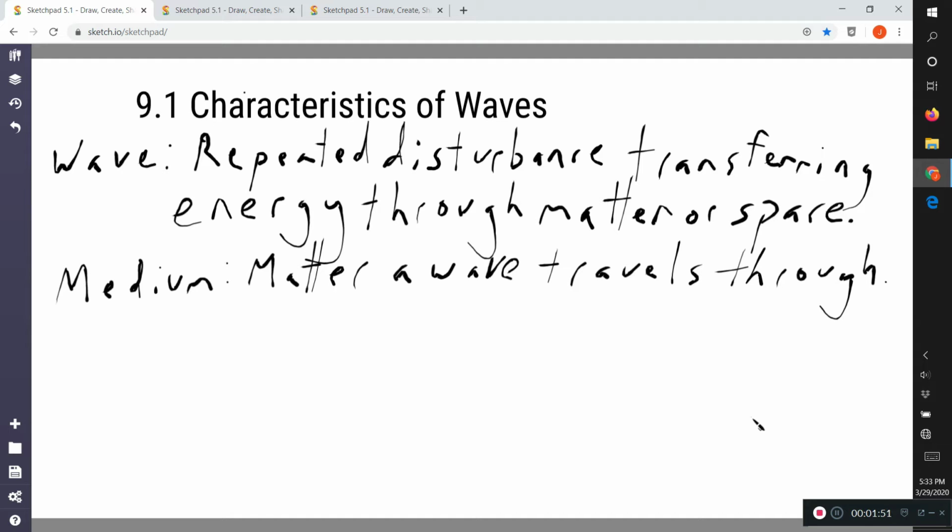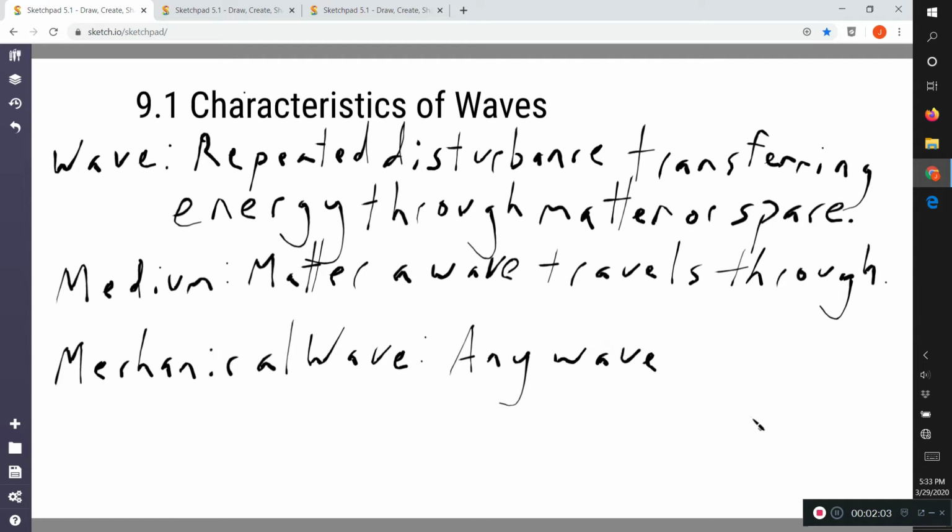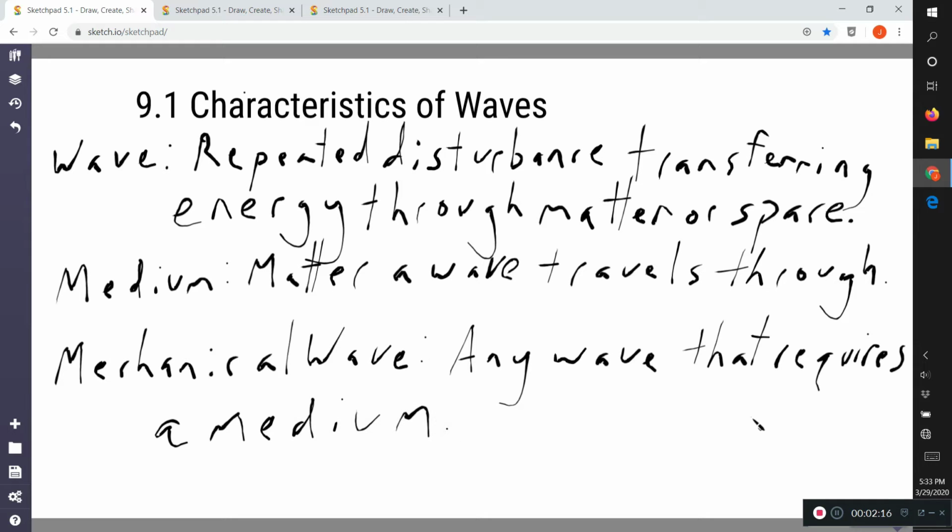Types of waves that require a medium are called mechanical. A mechanical wave is any wave that requires a medium. Specifically, that means it requires matter to move through. So examples would be sound and water waves, but light does not need a medium. Light can travel through empty space.